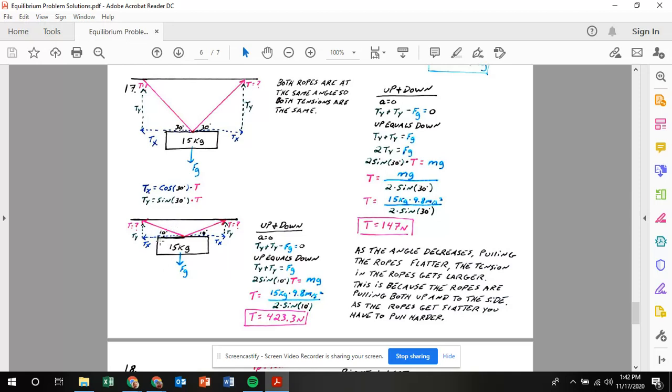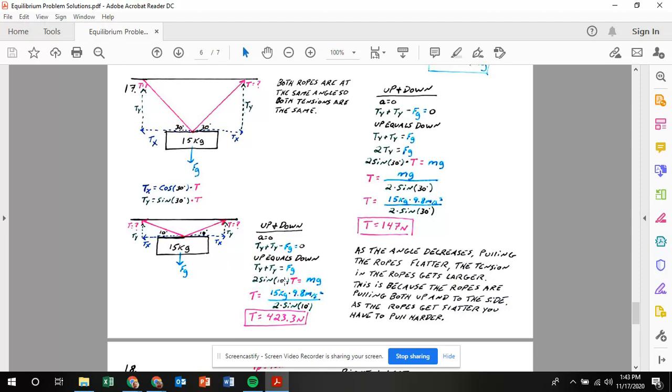It doesn't change the picture. All the forces are in the same spot. The Tx and Ty are found the exact same way. My up and down equation is found the exact same way. So I have Ty and Ty up equal force of gravity down. Now Ty is the sine of 10 degrees instead of 30 degrees. There's still 2 of them, so we do have a 2.